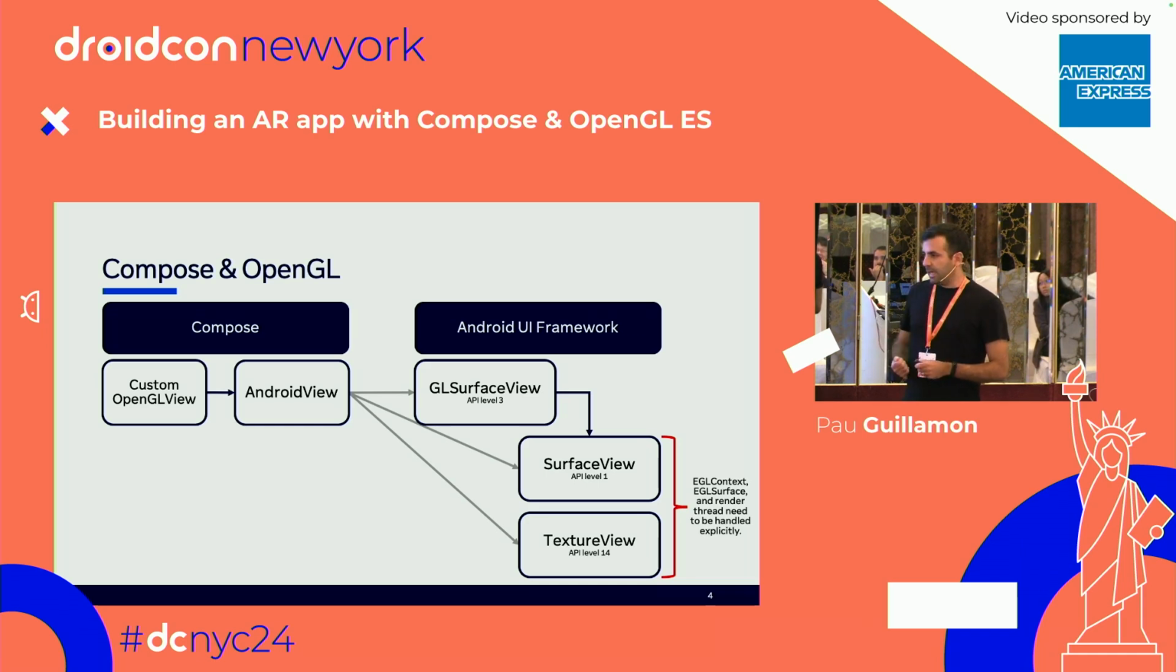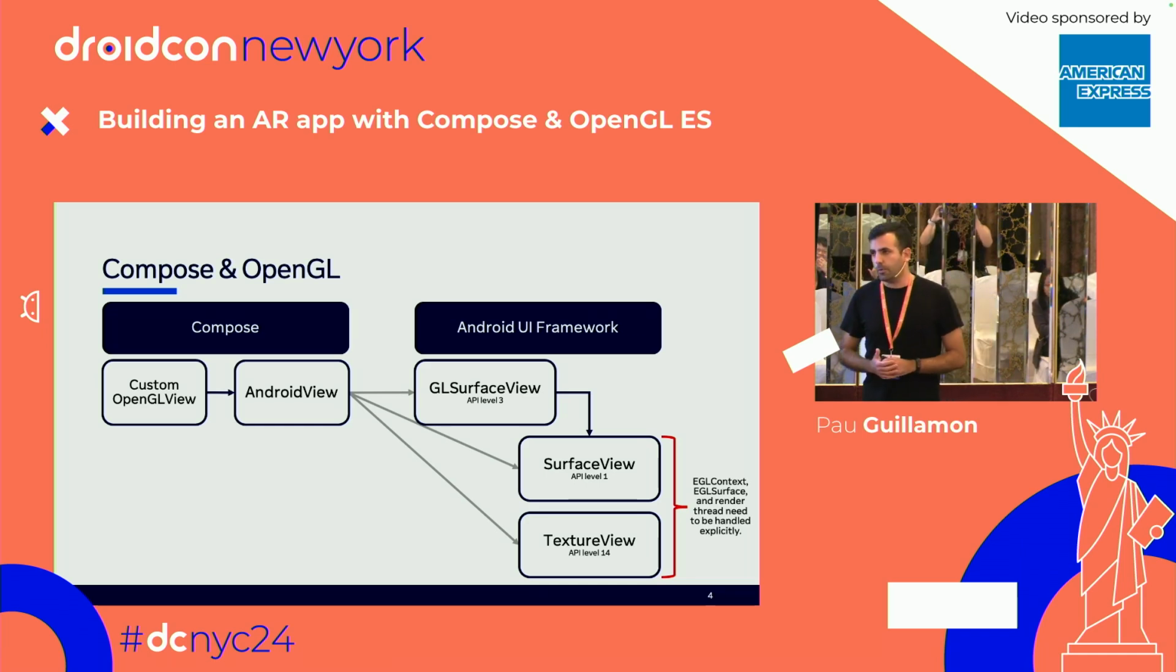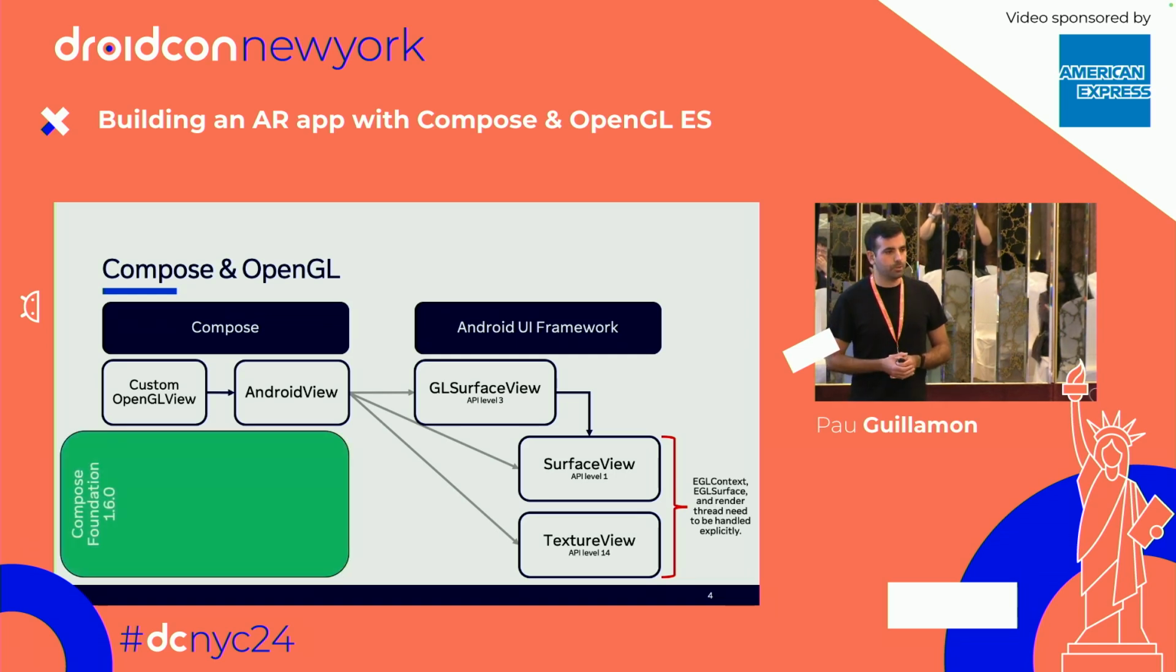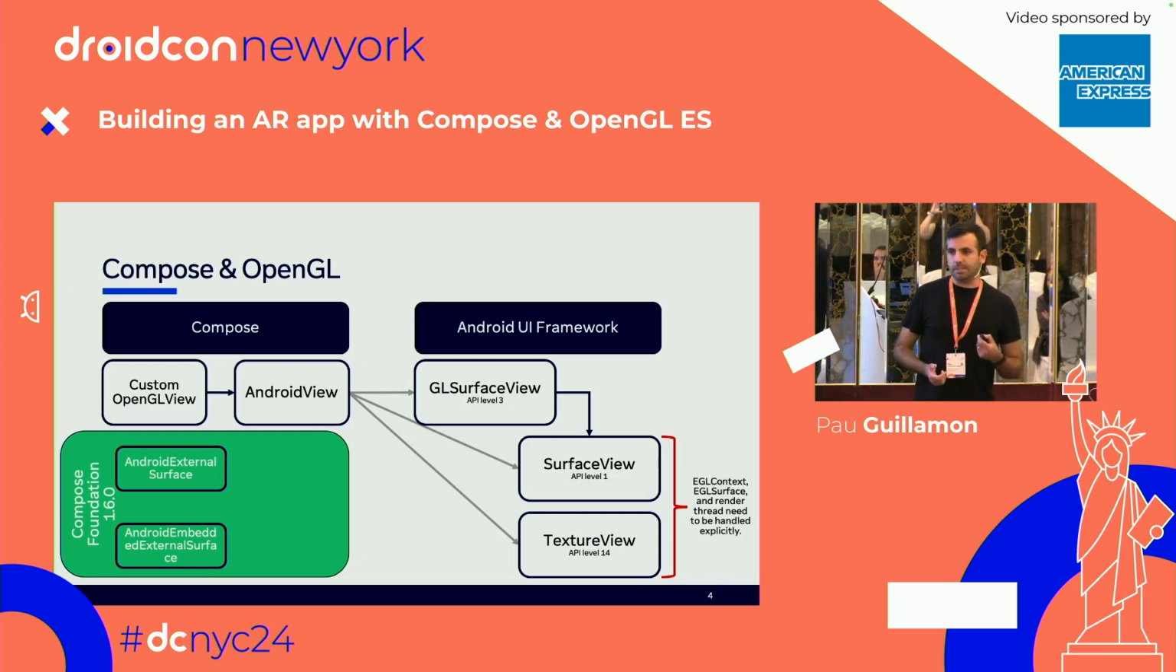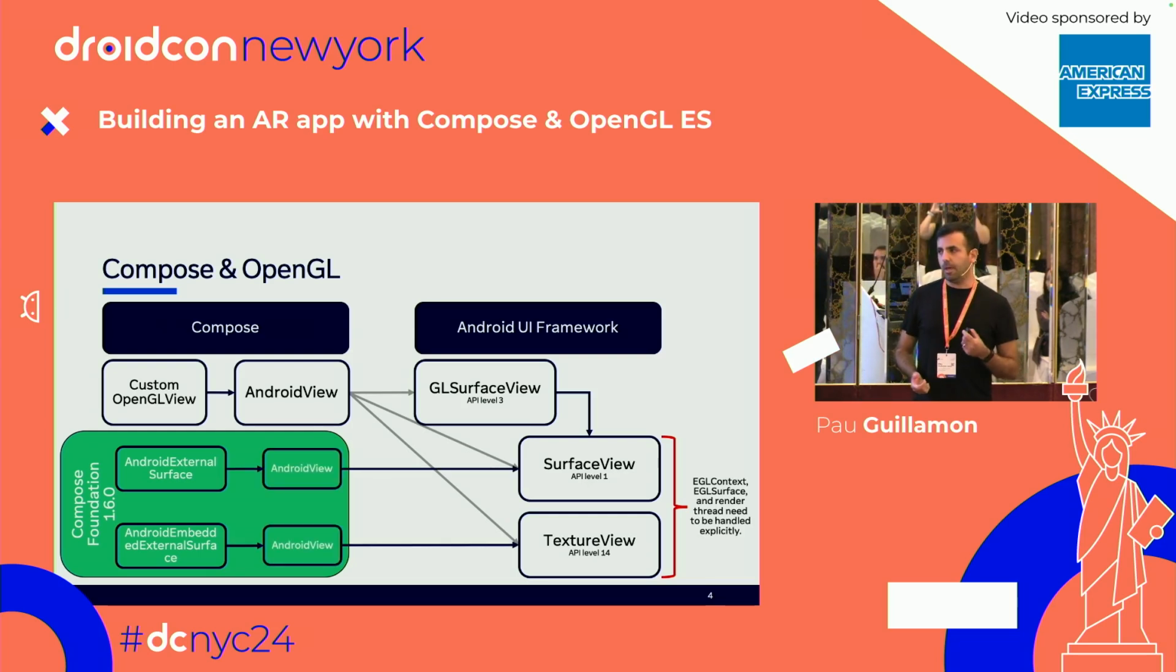As I was preparing the slides some months ago for DroidCon Berlin, I saw that in Compose Foundation 1.6, they released these two composables, Android external surface and Android embedded external surface. We'll see the source code in a second, but I can already tell you that they do exactly that. Both of them use an Android view to end up using a surface view and a texture view. So everything at the end boils down to using one of these two, and we have to understand a bit the differences.